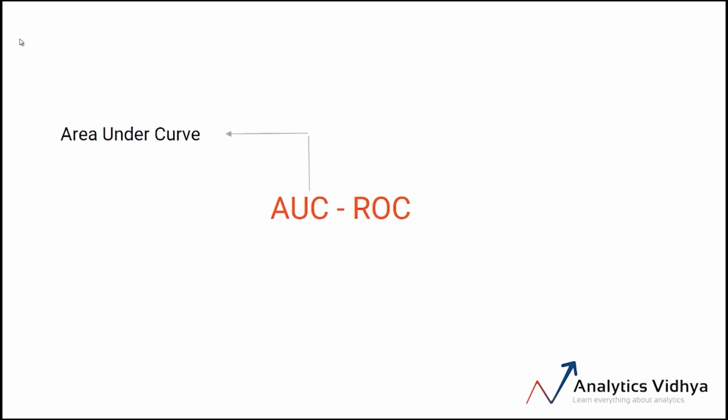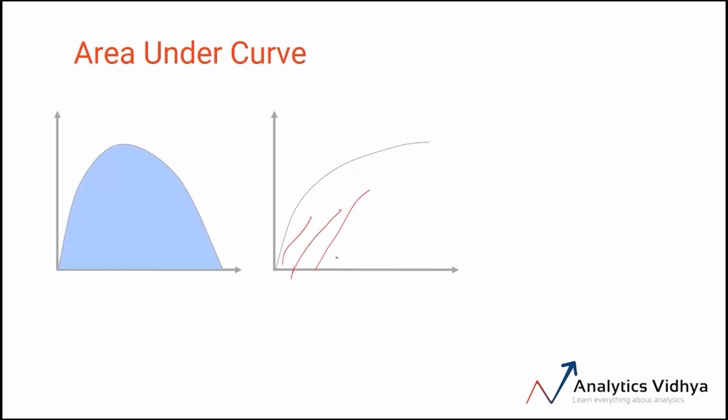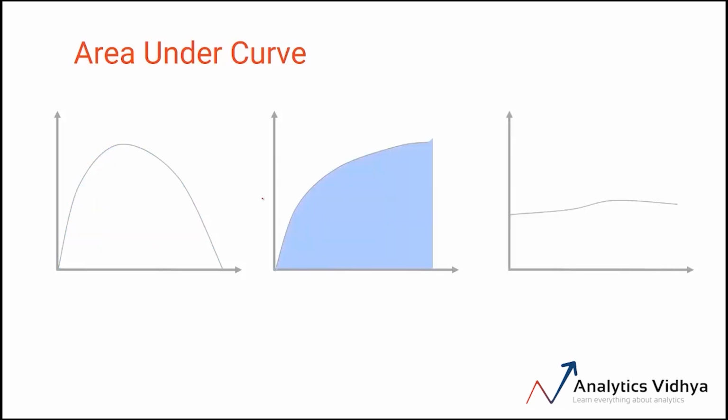AUC stands for area under the curve. Let's look at some simple examples to give you an intuition about what area under the curve is. Given this curve as shown on the slide, the area under the curve would be this region. Now suppose you have a curve as shown here. Can you guess what would be the area under this curve? It'll be this part, right? Similarly, if you have a curve like this, the area under the curve would be this region.